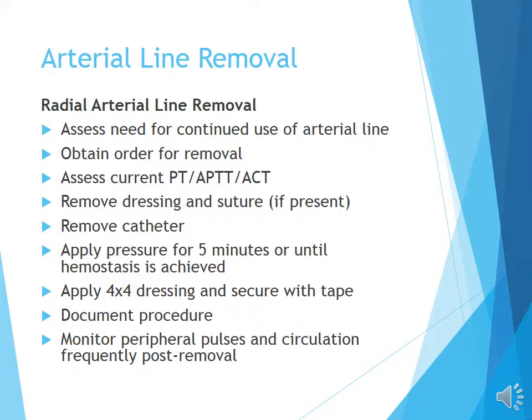Remove your catheter and then apply firm pressure for 5 minutes or until you achieve hemostasis. It could be longer than 5 minutes if they have prolonged bleeding. Apply a 4x4 dressing, and you can either secure with tape or Tegaderm, just some type of occlusive dressing. Make sure you document the procedure. And it's really important you put the exact time and date that you do remove the arterial line, so when the next person is monitoring or if they have complications they're seeing, they need to know when that was removed and how long they need to be checking it.